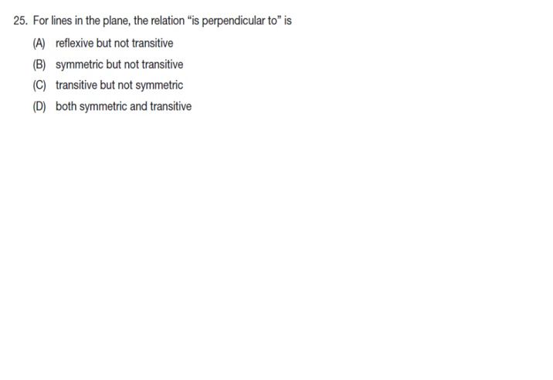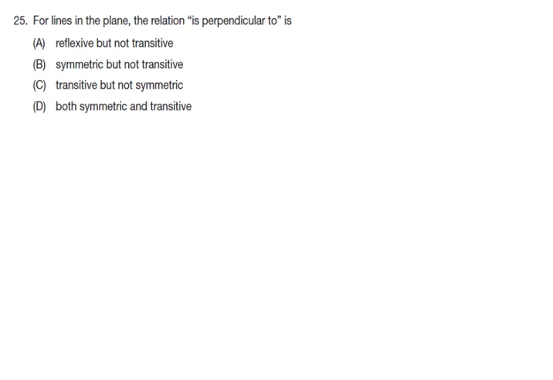Okay, in number 25, we have lines in a plane, and we have this relation which we're going to define as "is perpendicular to." And we have three particular types of relationships: reflexive, symmetric, and transitive. So for the first one, let's talk about reflexive.